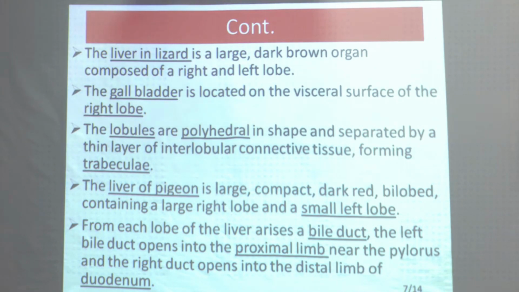The liver of a pigeon or bird is large, compact, dark red and bilobed, containing a large right lobe and a small left lobe. So in the case of a bird, the left lobe is small. From each lobe of the liver arises a bile duct, the left bile duct and the right bile duct. The left bile duct opens into the proximal limb of the duodenum, and the right duct opens into the distal limb of the duodenum.